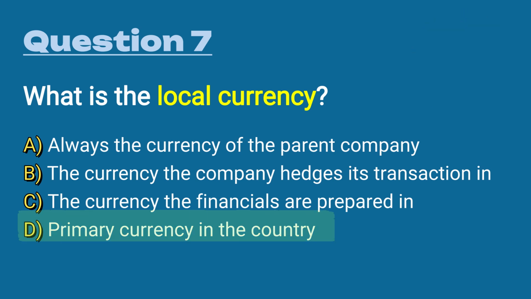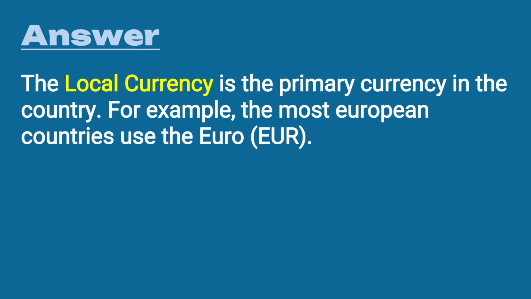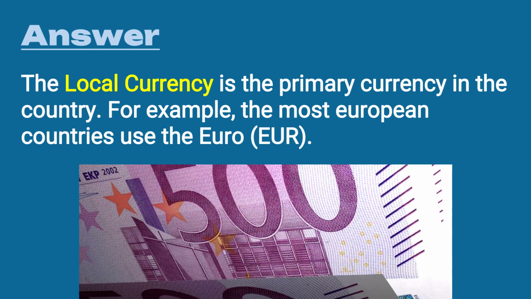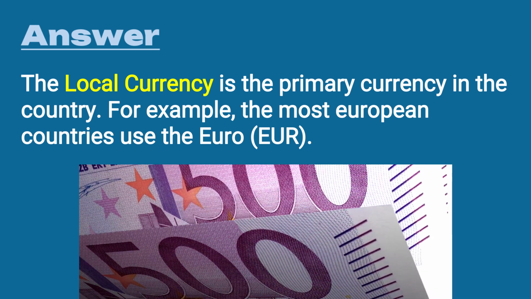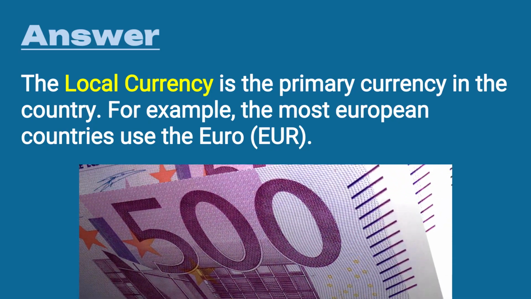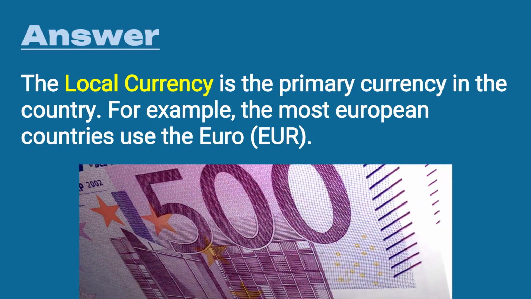The answer is D, the primary currency in the country. The local currency is the primary currency in the country. For example, most European countries are going to use the euro. That would be the primary local currency. Another example would be in the UK, they're going to use the British pound. United States, they're going to use the US dollar. That will be the local currency.